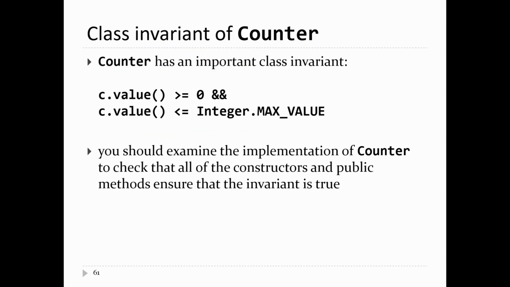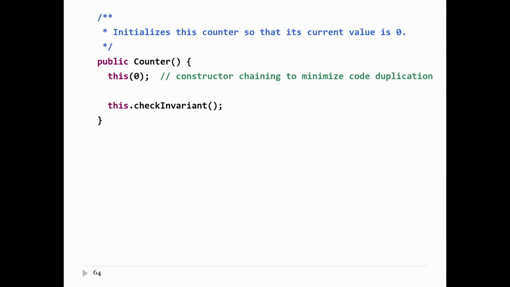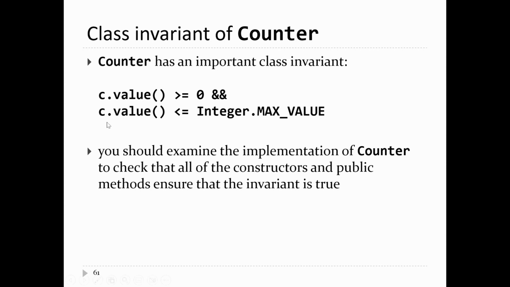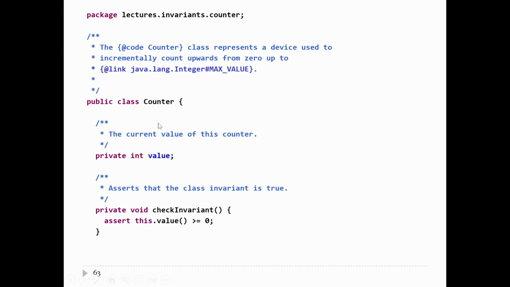Let's see. Okay, ignore the check invariant line here. Well, let's do it this way. I'm going to insert this method called check invariant. So my invariant just asserts that the invariant is true. So this value is greater than or equal to 0. I don't have to check the second part. Why don't I have to check the second part? Because value is an int, which means it can never be bigger than integer max value. So I don't have to explicitly check the second part of the invariant.